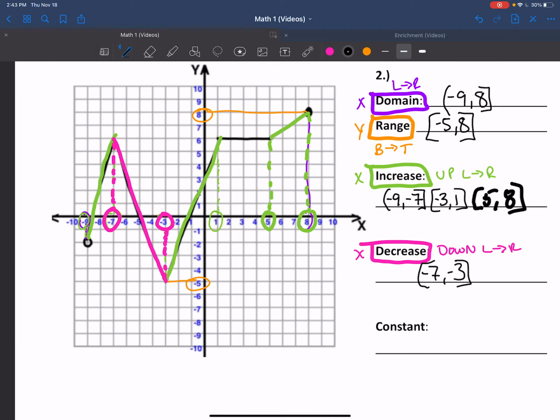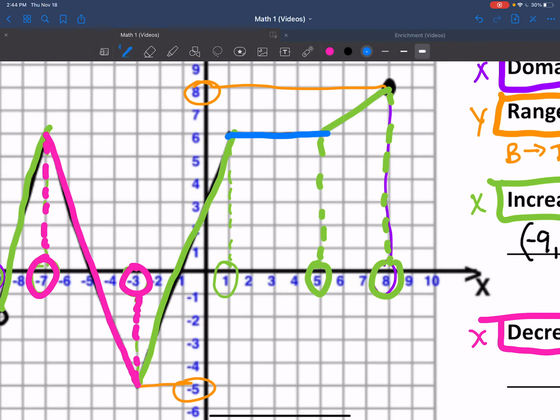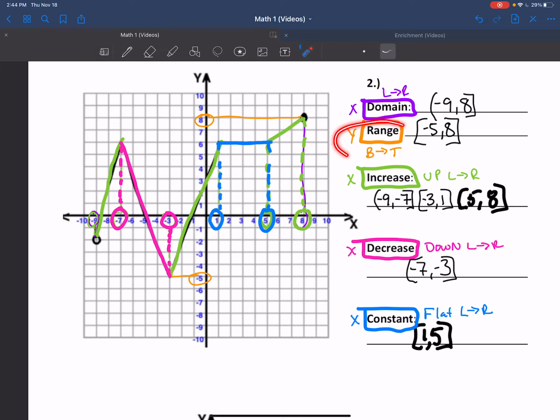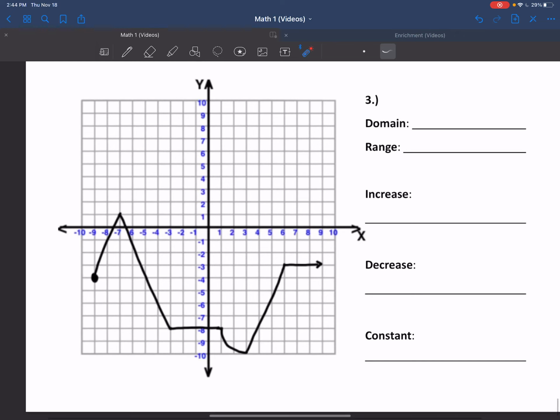Close the brackets. The constant in this one is this flat piece right here. Remember, it's a 1 and a 5. So it goes from 1 to 5. Both are square brackets. And again, constants, I forgot to write this, are flat from left to right and still using that x-axis. Only the range uses the y. Okay, why don't you guys try 3 on your own and let's see if we get the same answer. So please give it a go.